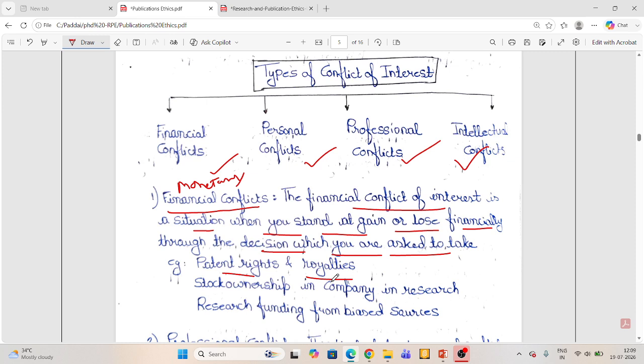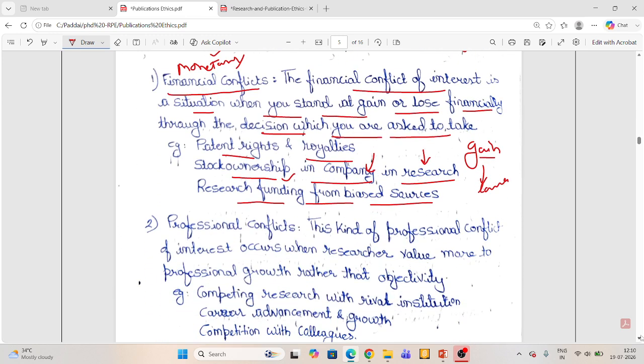I am interested to gain money. मेरा purpose इस publication से है to earn money. But there are certain conditions which I agree to, I may have lower money, कम पैसा आएगा. So this is my conflict, because my interest is money, not the publication, not the work. So this creates a conflict. Stock ownership in a company, in a research. You are doing a research for the company because you want stock ownership. Research funding is from biased sources. They are funding you because they have their own interest, or you have your own interest.